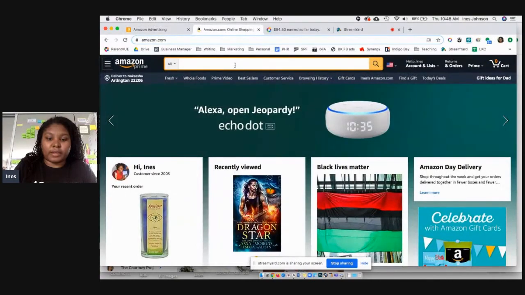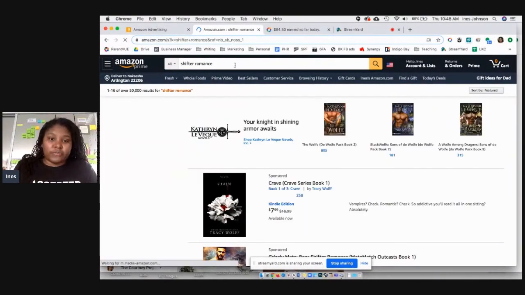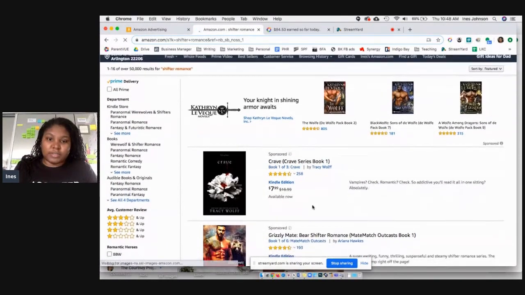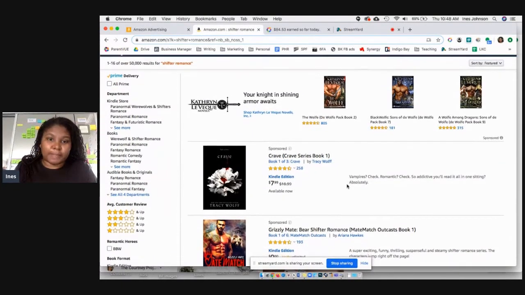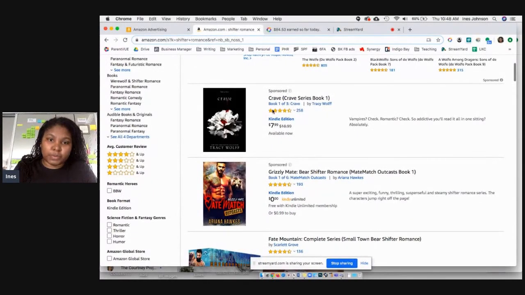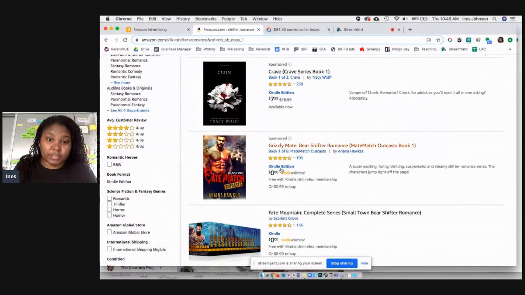So if I come and I do shifter romance, Amazon started to autofill for me, but then you can see this is some things that come up. And you see the first thing that comes up, this is a high level ad. So Catherine is shelling out some money to get this particular real estate. But then you also see these sponsored product ads here with people who had that term shifter romance as part of their AMS ad. And then finally, and there's always two up in the top.